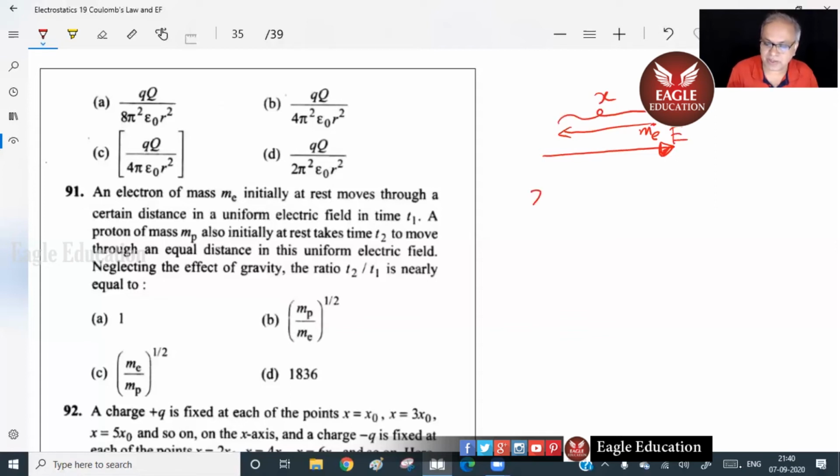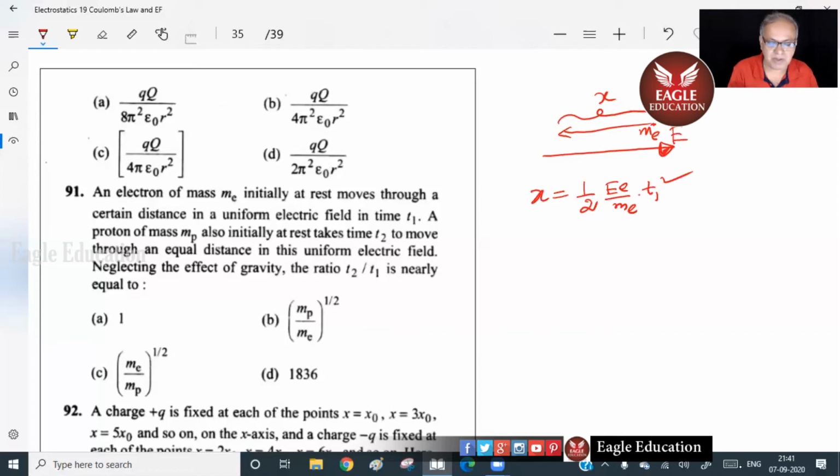So what should I write? x equals half times e, the charge of the electron, times E, the force, divided by the mass of the electron, into t1 squared. I don't know whether I require it or not, but I'm just writing it.